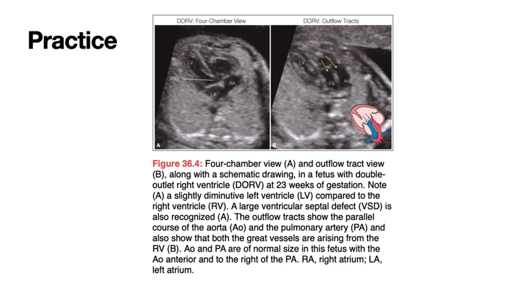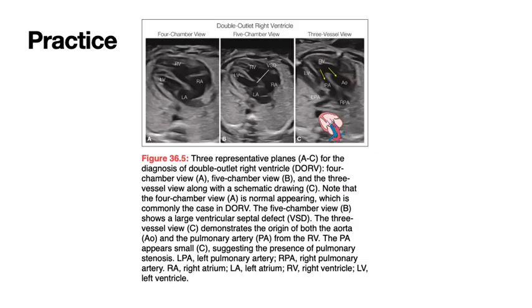Now here's just some practice pictures. You can see that you've got a pretty normal four-chamber view followed by an oblique view where you can get these parallel outflow tracts, and they're both coming from the right ventricle. Here are some more to practice. Normal 4-chamber. Got your 5-chamber view where you can see some overriding. And then finally you can see the aorta and pulmonary artery both coming out of the right ventricle. And the aorta is on the right, pulmonary is on the left.